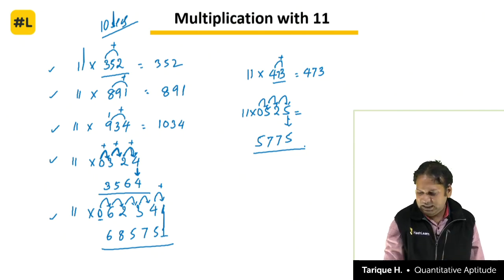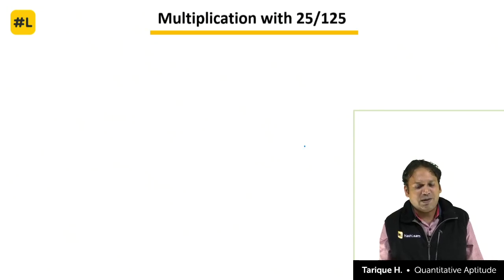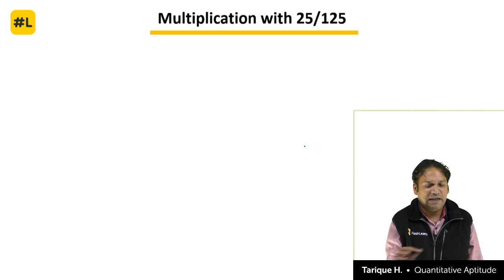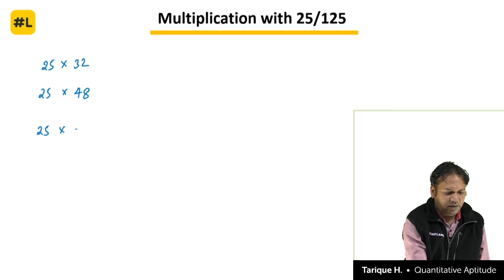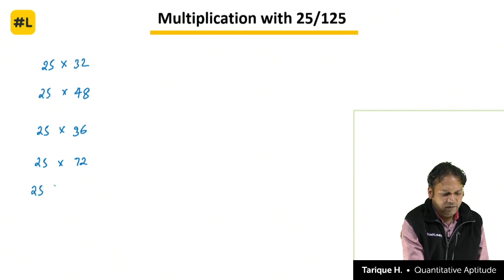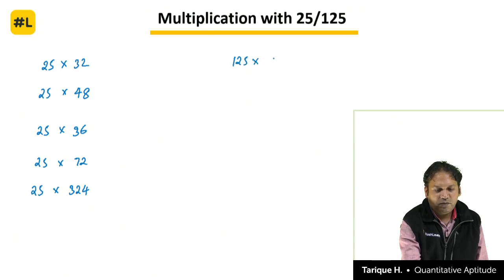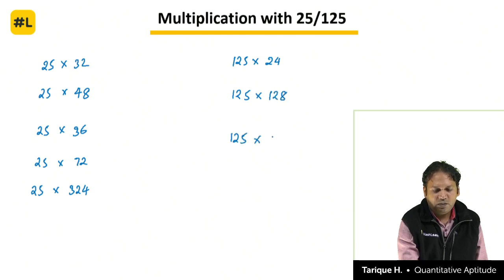With this we have completed this technique. We will now move to the next technique, that is for multiplication with 25 and 125. These are super special techniques. Let's say 25 into 32, 25 into 48, 25 into 36, let's say 25 into 72, 25 into 324, 125 into 24, 125 into 128, let's say 125 into 64.